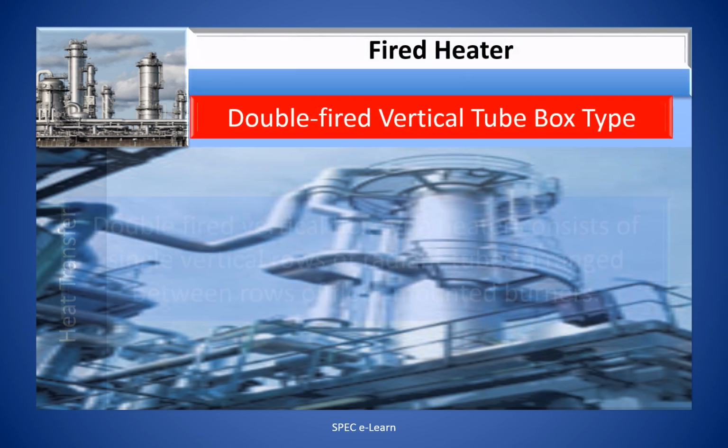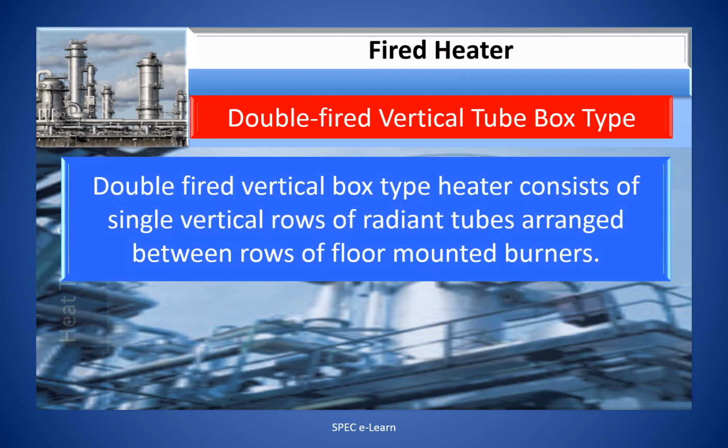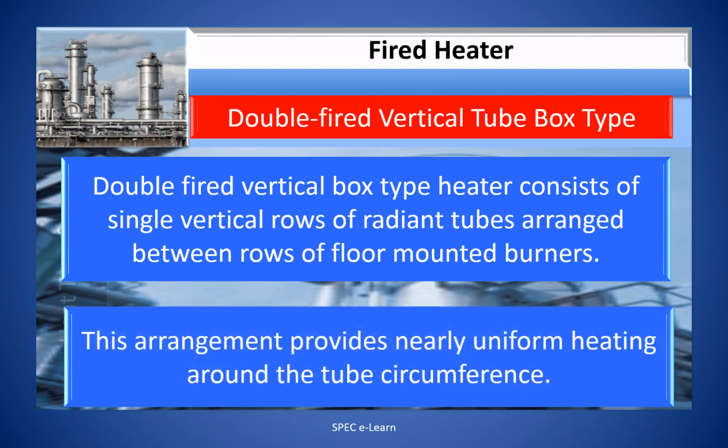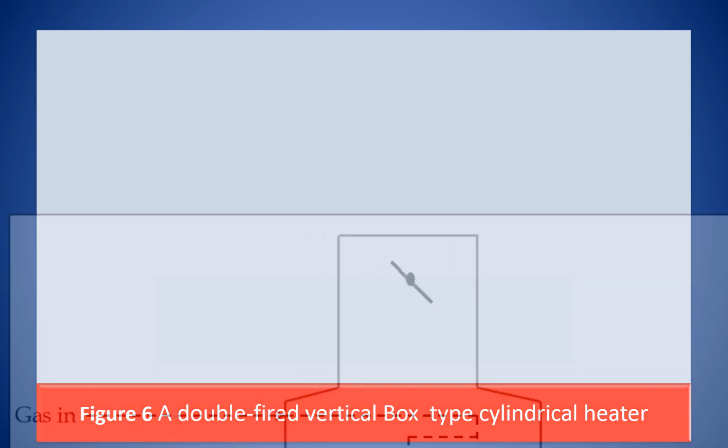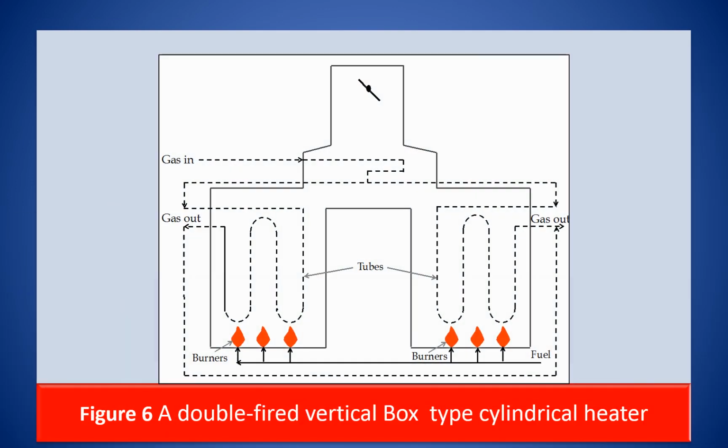Double-fired vertical tube box-type heater. Double-fired vertical box-type heaters consist of single vertical rows of radiant tubes arranged between rows of floor-mounted burners. This arrangement provides nearly uniform heating around the tube circumference. This figure shows the tube arrangement in a double-fired vertical box-type heater.